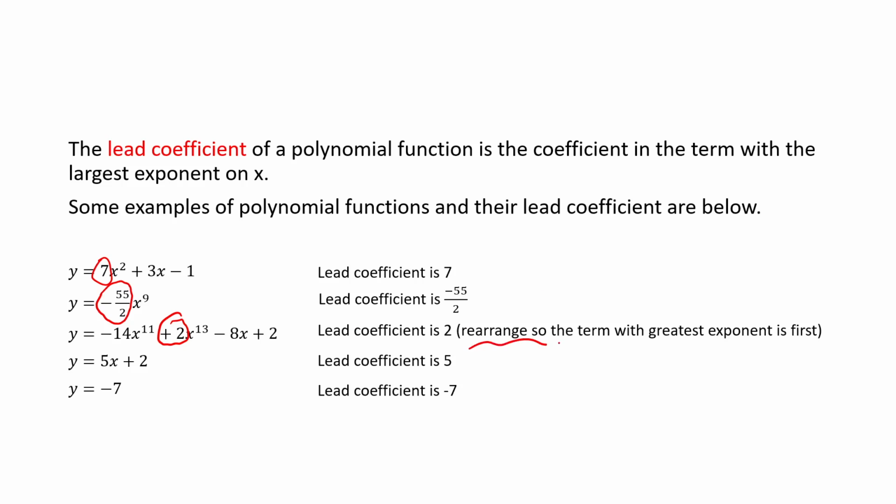Make sure we rearrange so the term with the greatest exponent is first. In the fourth example, the lead coefficient is 5. And finally, the lead coefficient is negative 7 in the last example. As we said, we don't usually think of this as a polynomial function, but technically it is.